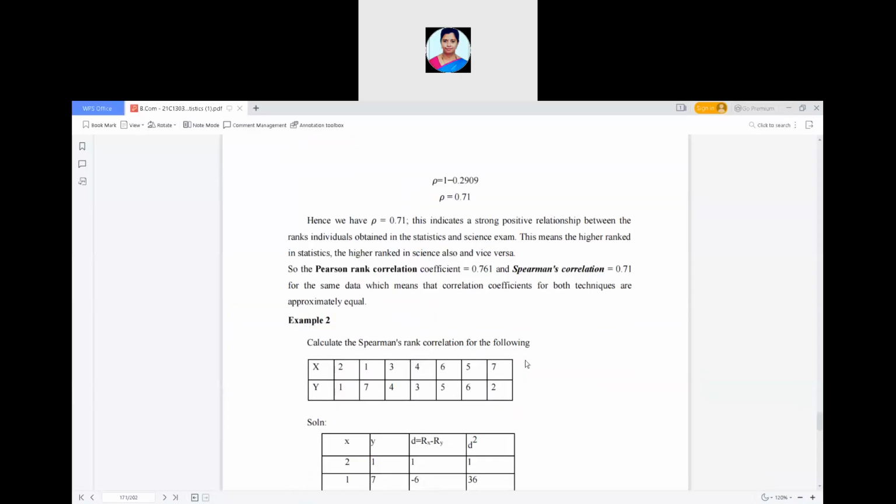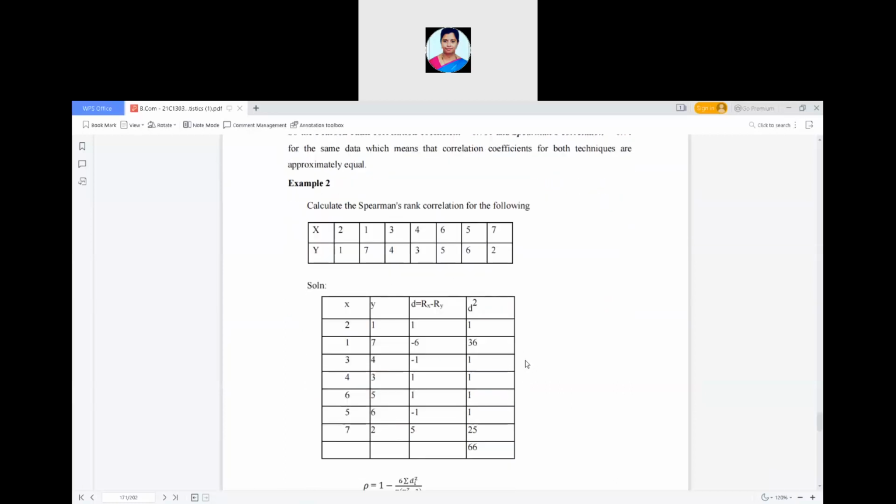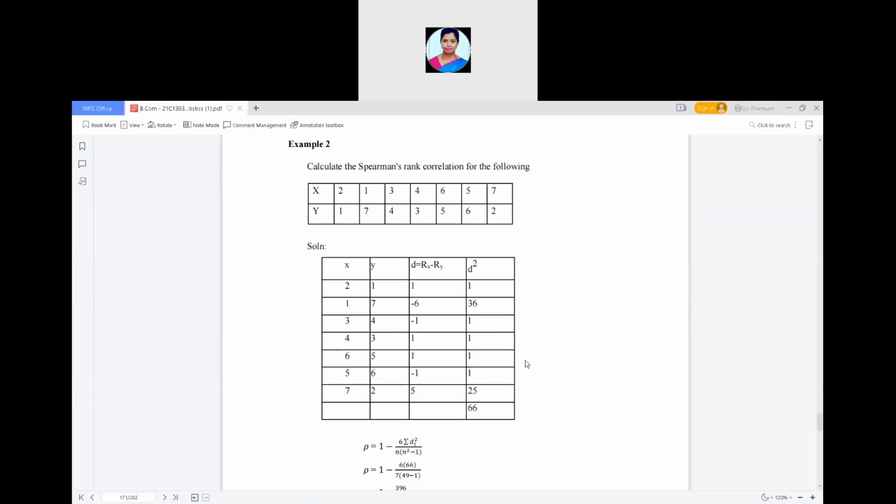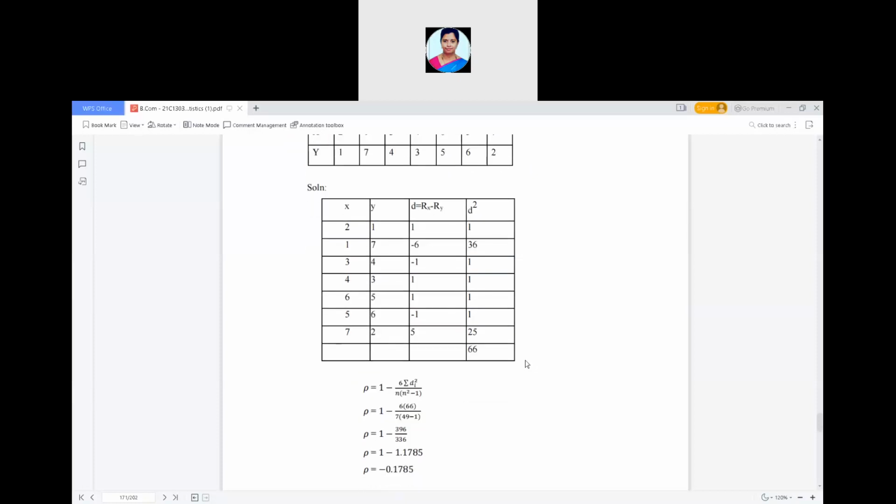We can see the next example. The Spearman's rank correlation coefficient we are going to calculate for x values 2, 1, 3, 4. We are doing the ranking for x, and for y we are doing the ranking, and d equal to rx minus ry, and then we find d square. Therefore rho equal to 1 minus 6 into summation d square by n into n square minus 1.